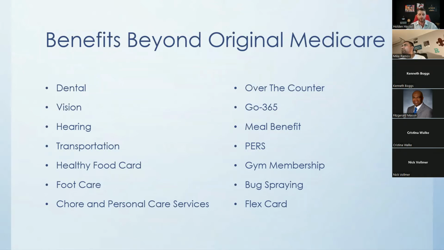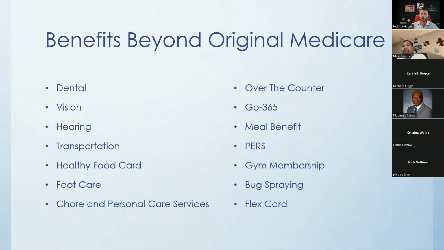Of that, we have dental, vision, hearing, transportation. We have a healthy food card, foot care. We have chore and personal care services, over the counter. We have the Go 365 meal benefit, Go 365, which is a program by Humana. We have a meal benefit, and we have PERS, which is personal emergency response system, which is like Life Alert. They got a free gym membership with most plans. Bug spraying service. Yes, I've seen that with a plan in my area. It's like, what the heck?